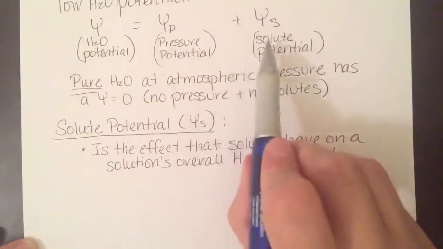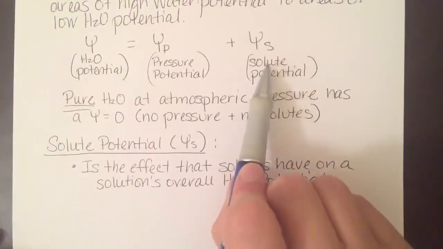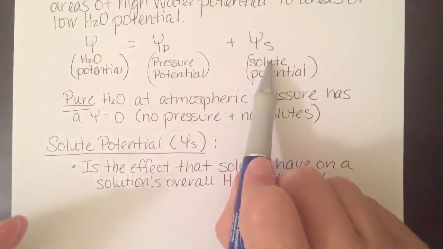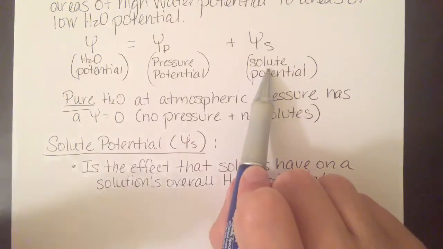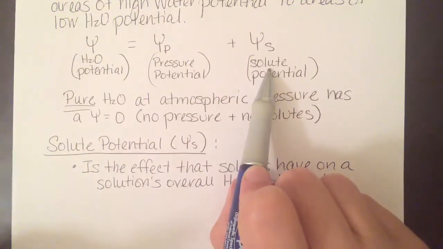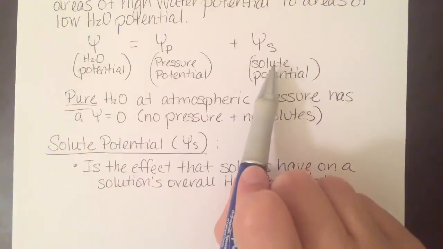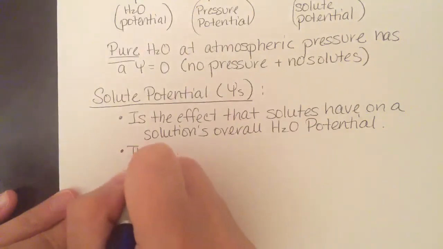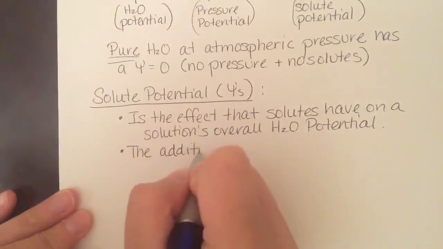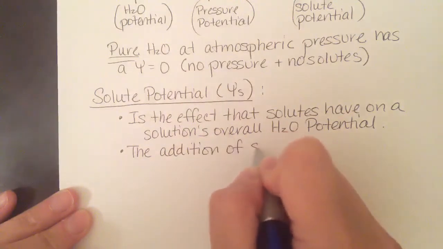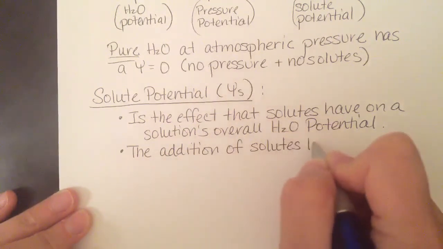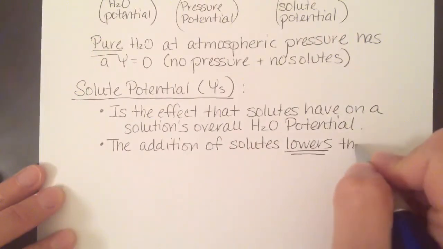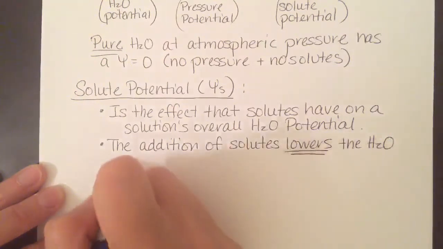So let's talk about that. The more solutes water has, what does that do to the likelihood that water is going to move from one place to another? Well, adding solutes, remember, lowers the water concentration. The more solutes you have, the lower the water potential. So let's add that here. So the addition of solutes lowers the water potential of the system.